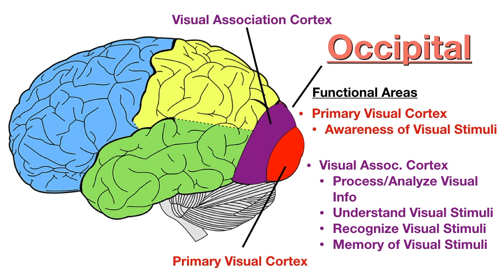So once we receive visual information to the primary visual cortex and we become consciously aware of this visual stimulus, we send most of that information to the visual association cortex so we can process and analyze it. We take a look at the color and shape. We also compare it to old visual memories. We form new visual memories. And this helps provide meaning, understanding, and recognition of what we're looking at. So that covers the main functional areas of the occipital lobe. Again, when you think of the overall function of the occipital lobe, think of vision.